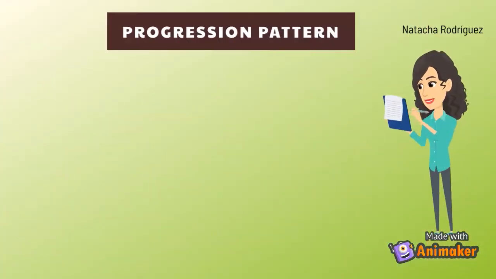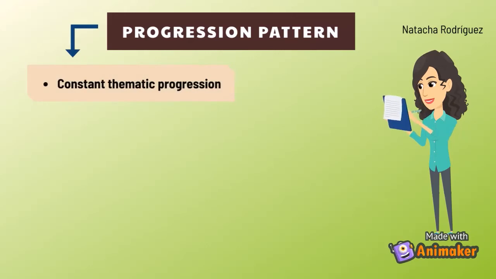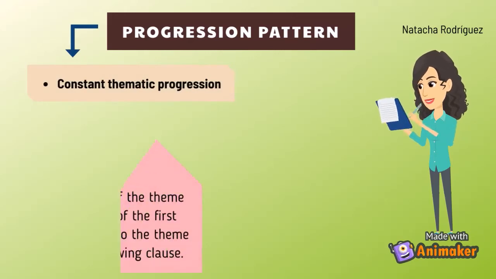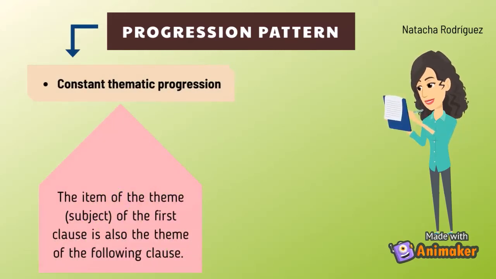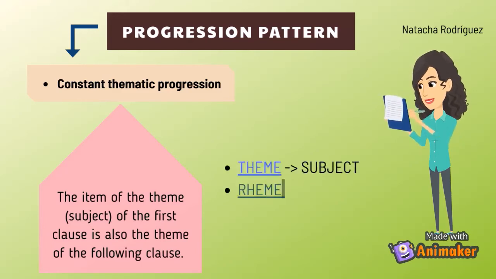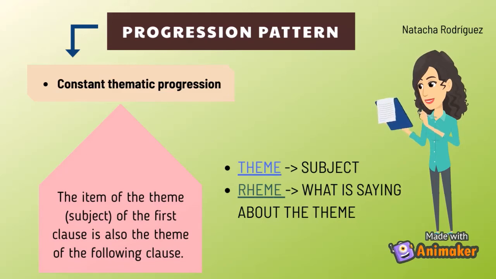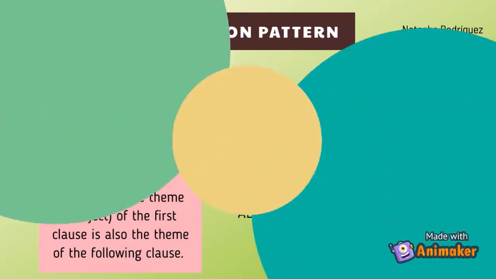Now I am going to explain the most relevant progression pattern present in the text. The constant thematic progression is the most frequent. This type of progression indicates that the item in the theme of the first clause is also selected as the theme of the following clause. The theme corresponds to our subject, and the rheme is what is being said about the theme. In other words, the rheme corresponds to the predicate.